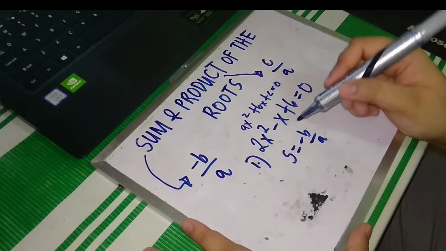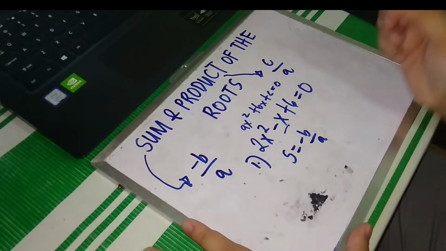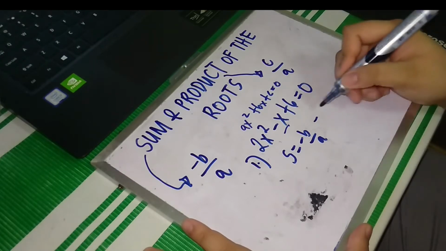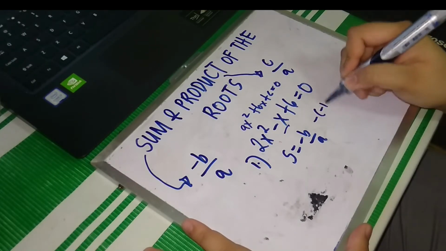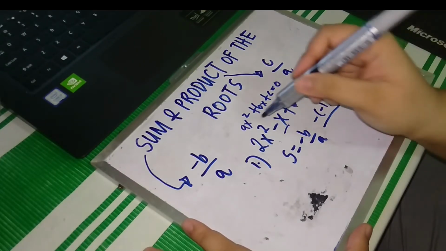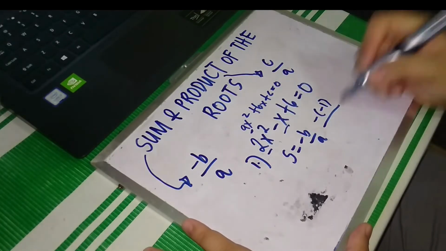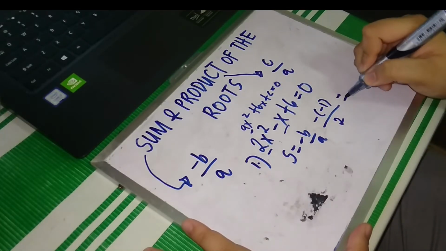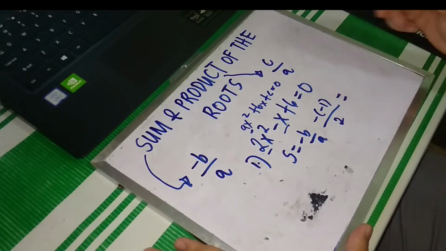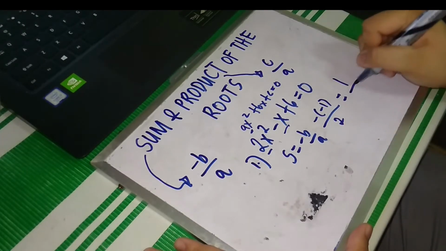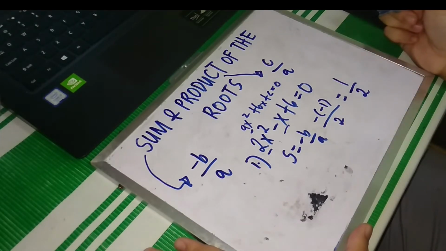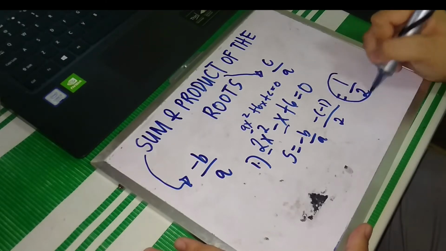So, ang b natin dito ay negative 1. So, negative times negative 1 over, and our a is 2. Then, simplify. Negative times negative 1 is positive 1 over 2. So, yung sum of the roots natin dito ay 1/2.